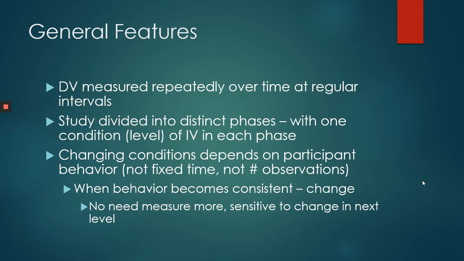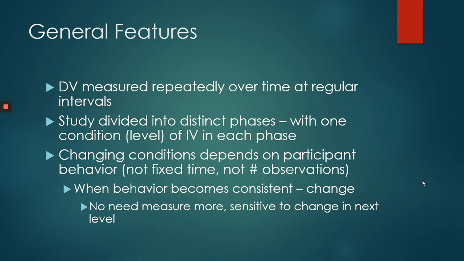So there's some general features that are true across different designs in the single subject methodologies. These general features that apply to all single subject designs are that the dependent variable is measured repeatedly over time at regular intervals. And we're going to see a graph that illustrates these three things in a second. And the study is divided into distinct phases. So phases are like a length of time, roughly, with one condition or level of the IV in each phase.